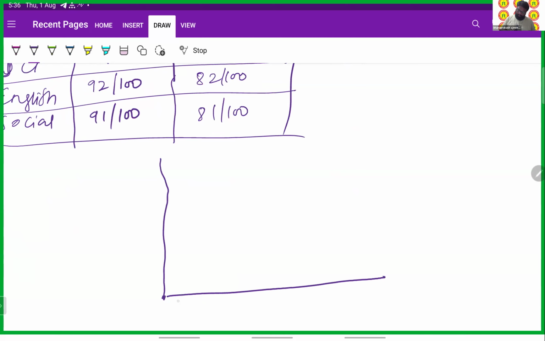So here I will note down the subjects: maths, and here science, English, and social. Actually, it should be bigger.